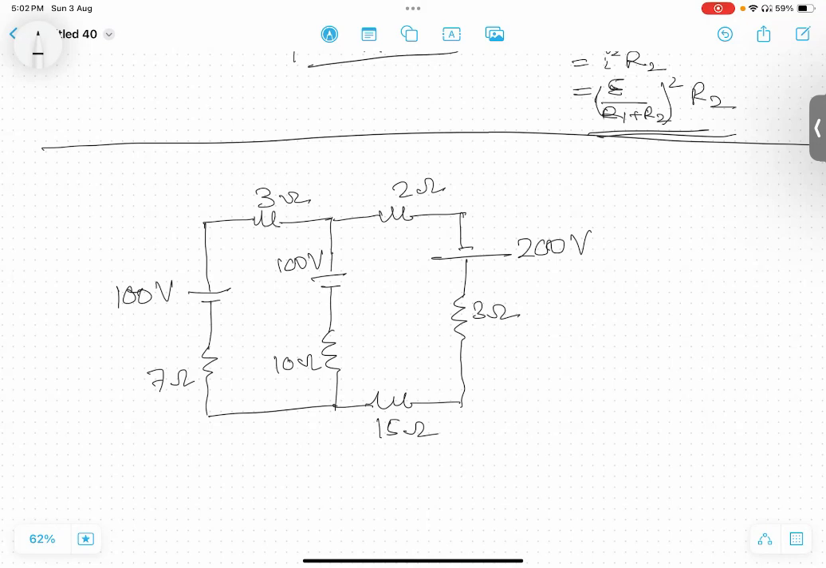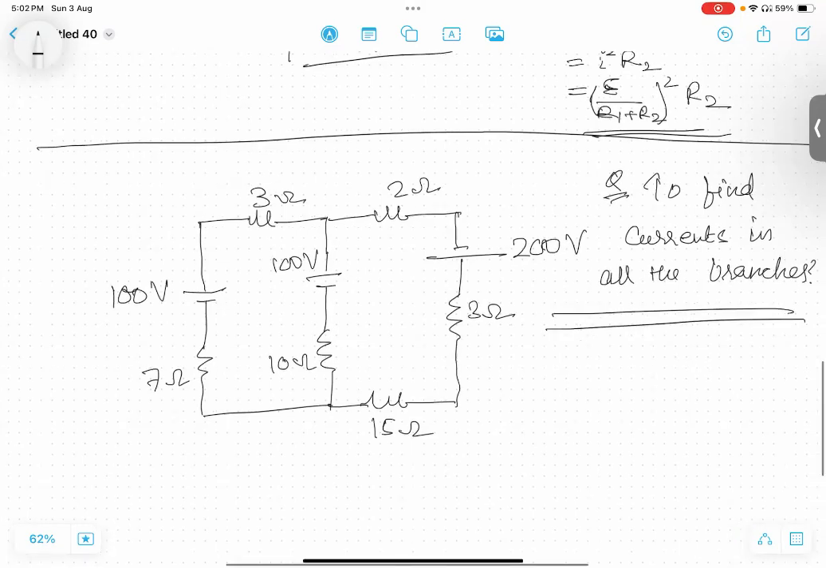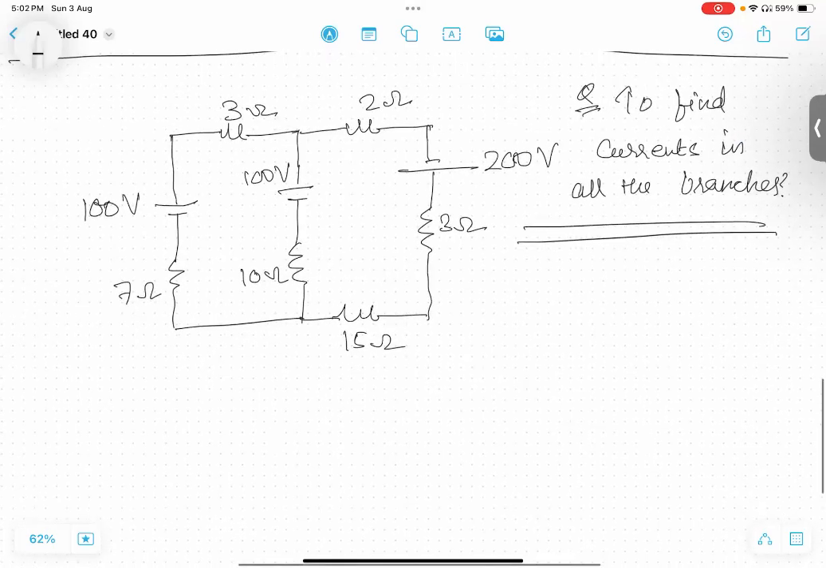Let's try applying KVL, Kirchhoff voltage law, and our purpose will be to find current in all the branches. Okay, so let's do that. For that, the first step is we have to assume current in all the branches. You can assume current in any direction in any branch.